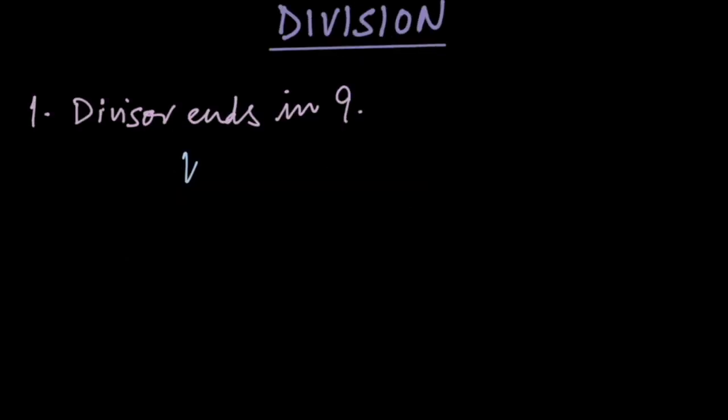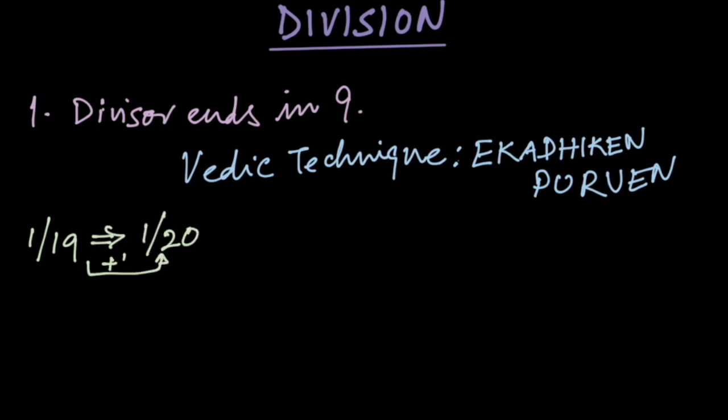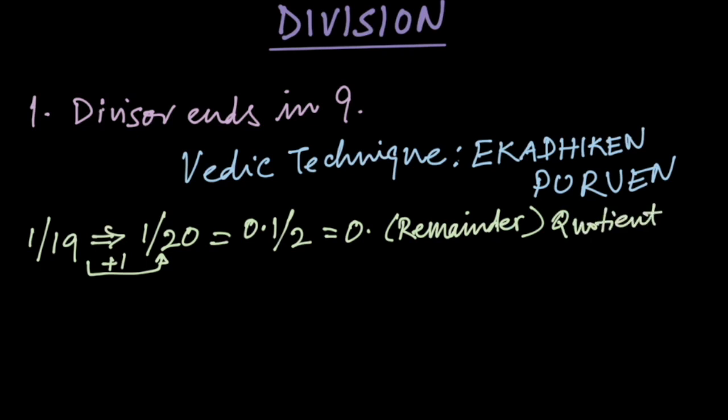So first case is when the divisor ends in 9. The name of the Vedic technique is Ekadhikain Purvain. Let's do some examples and see how it works. Let's take the example of 1 over 19. Here we add 1 to 19, so it becomes 20. Then we divide 1 by 20 and it becomes 0.1 by 2.